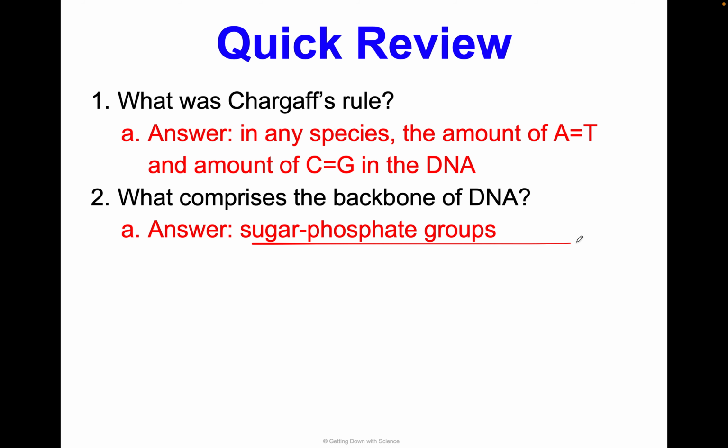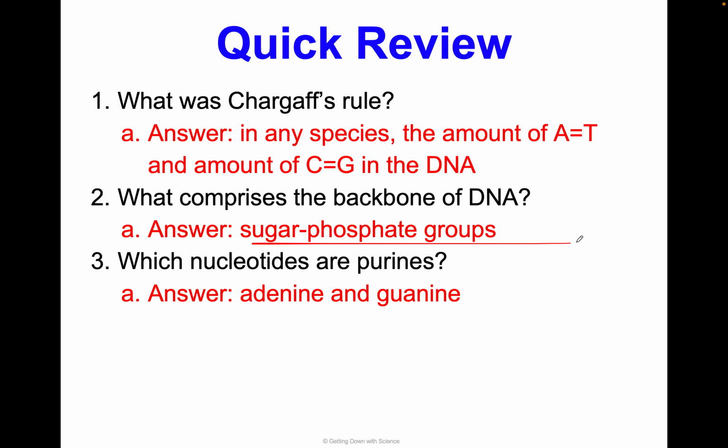We'll see that when we start to build our own. Which nucleotides are purines? Remember, purines have two rings. That is your adenine and your guanine. Your purines are going to bind with your pyrimidines. Purines don't bind with purines. You gotta switch it up.